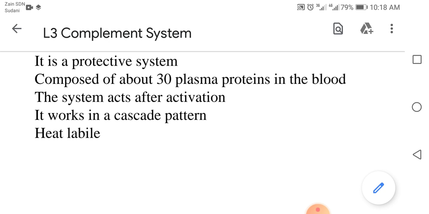When activated, it works in a cascade pattern. That is to say, when you activate the first step, the activated first step will activate the second step. The activated second step will activate the third step, and so on till the end of activation of the whole system. The proteins of the complement system, most of them are heat labile, that is to say, they can be destroyed by heat.